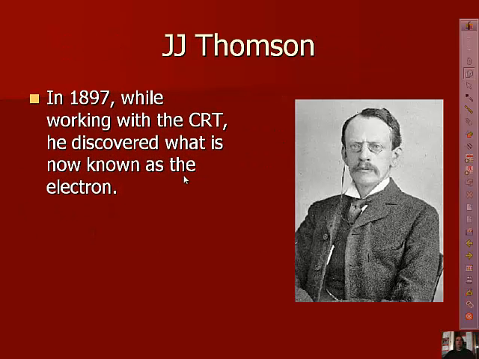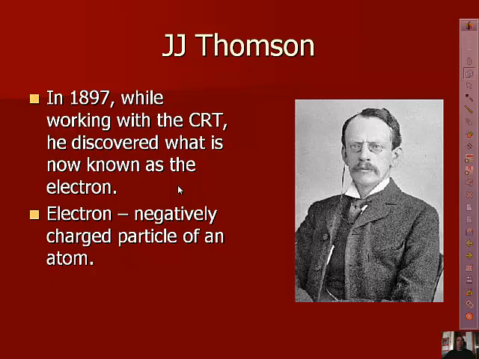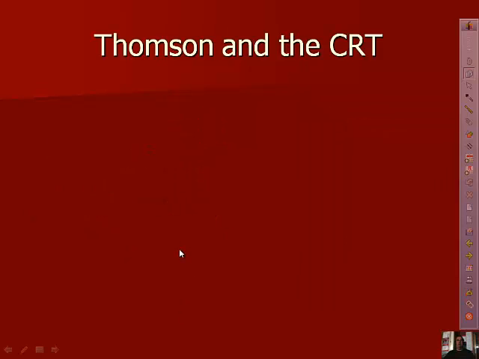J.J. Thomson comes along in 1897. So about 100 years go by. Like I said, Crookes was around 1800. And in 1897, J.J. Thomson was working with the CRT, and he discovered what is now known as the electron. So J.J. Thomson discovers the electron, which is just going to be any negatively charged particle of an atom. So the first subatomic particle was going to be an electron. So all of a sudden we've now disproved what John Dalton said, where he said it is the same all the way through. So we now have an electron in this atom.